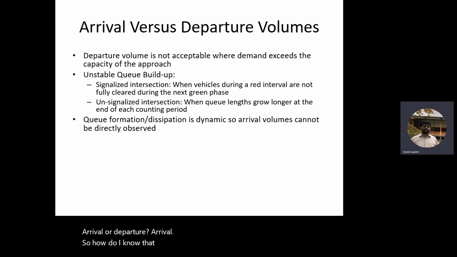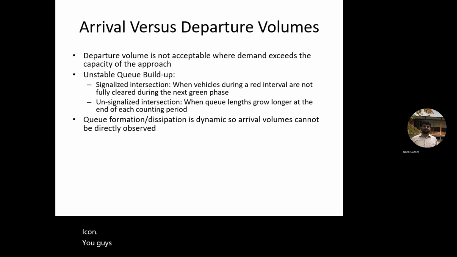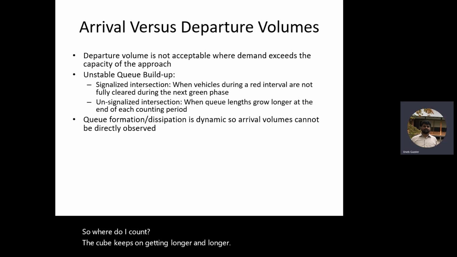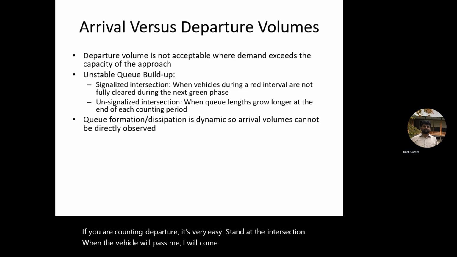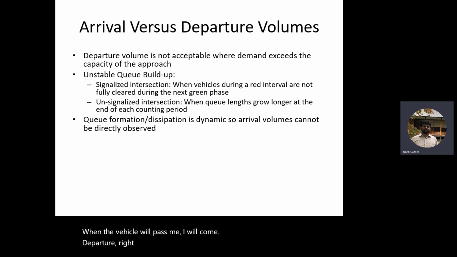So how do I know the arrival? So I count. Vehicles come, I count. But we said what? It's an unstable queue. So where do I count? The queue keeps on getting longer and longer. If you are counting departure, it's very easy. Stand at the intersection. When the vehicle will pass me, I will count departure, right? Easy. There's only one point from where it can go, right? The stop line.